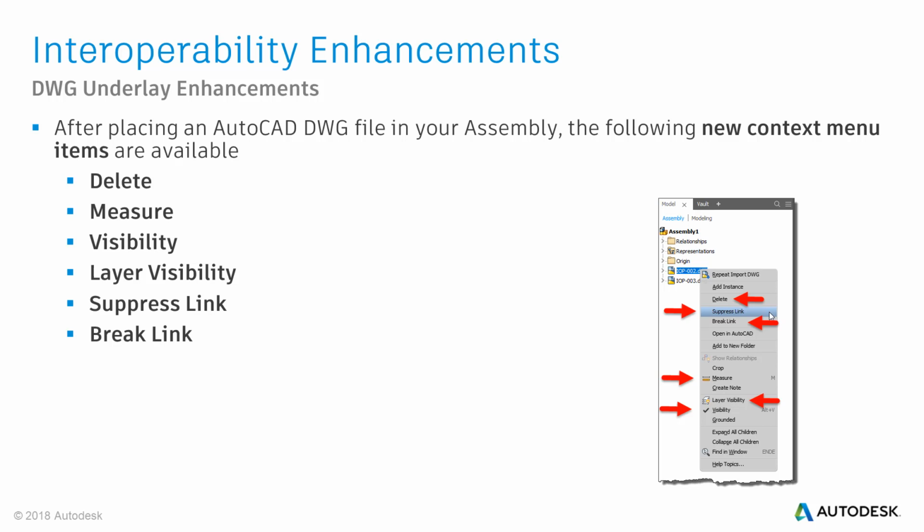Measure measures distances and angles within a view, active sketch or draft. Layer Visibility includes or excludes layers to show or hide in your assembly. I used this dialog before when I prepared the shaft for my further modeling. Visibility shows or hides the entire DWG underlay from your assembly file.